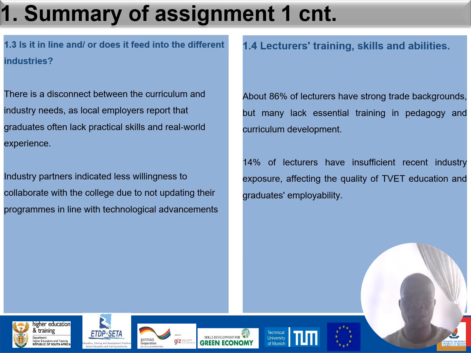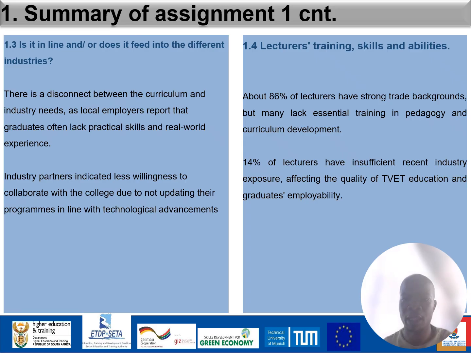Again, with the continuation of the summary of assignment 1, I needed to look at whether the curriculum is in line with the different needs of the industry. Well, there is a disconnection between the curriculum and the industry needs, as local employers have reported that our graduates often lack practical skills and real world experience. Industry partners also indicated less willingness to cooperate with the college due to the outdated programs that we offer, which are not in line with technological advancement.